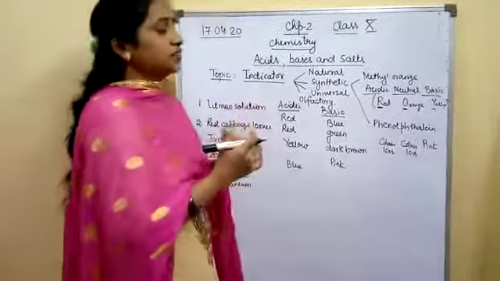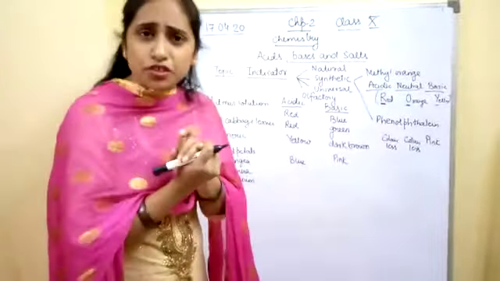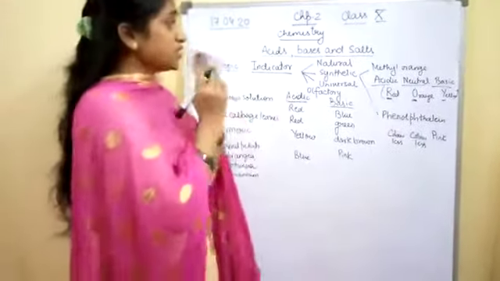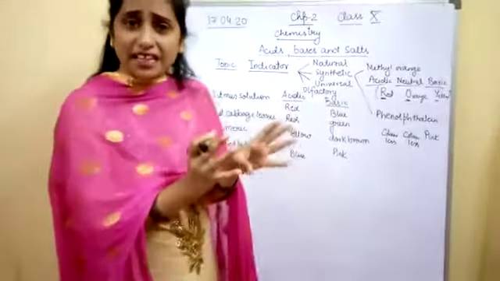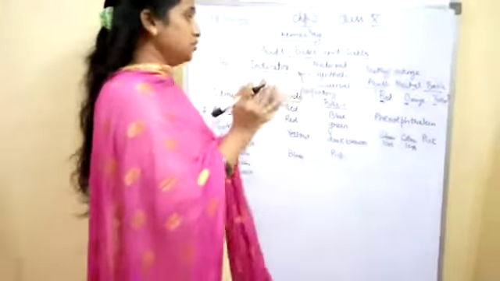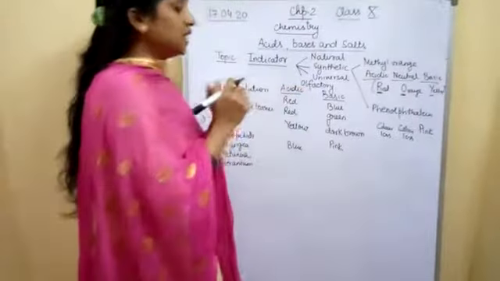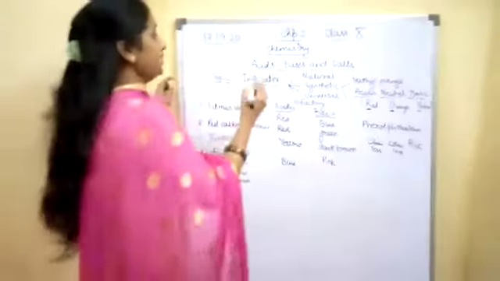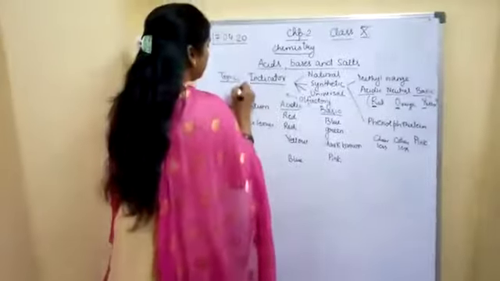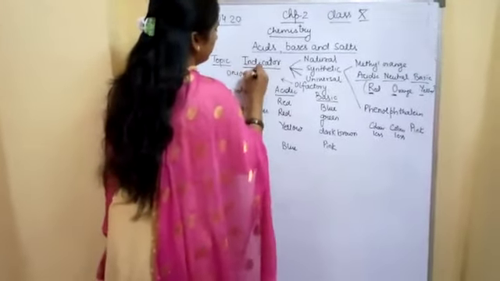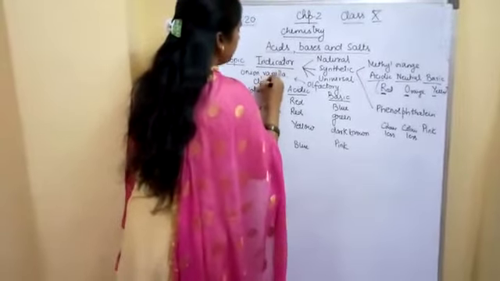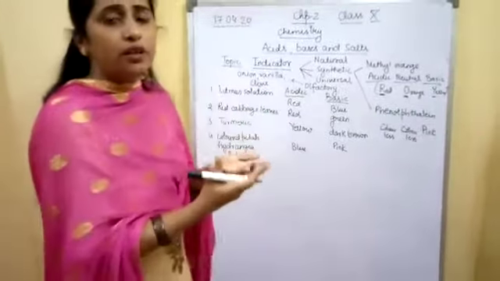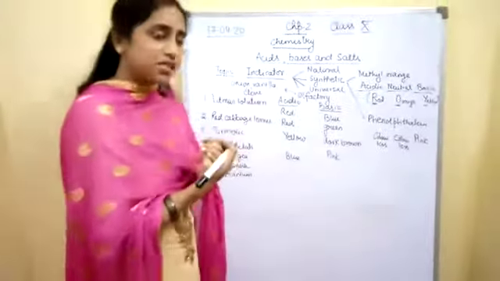Now we come to the universal indicator. Universal indicator is a mixture of several substances which gives the exact concentration of the H plus ion in the solution. And the last is the olfactory indicator. In this we can have onion, vanilla and clove, because they change their odor in acidic and basic solution.